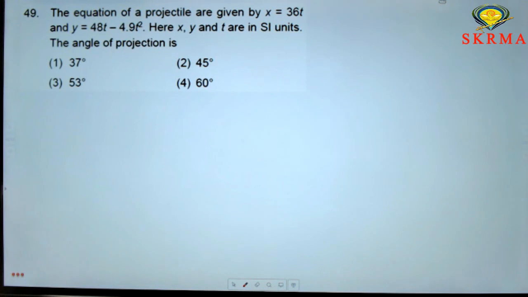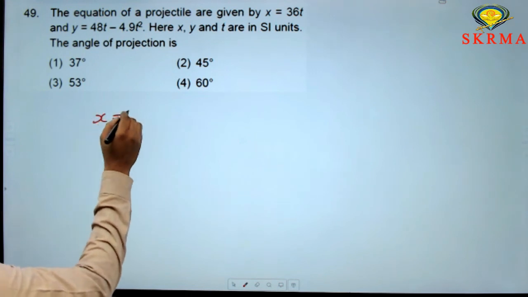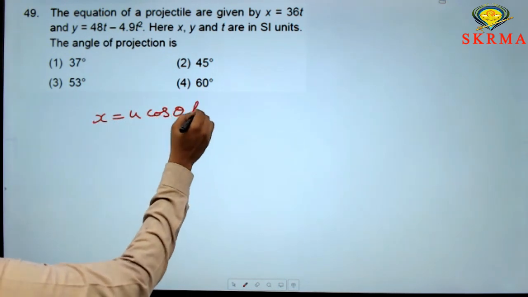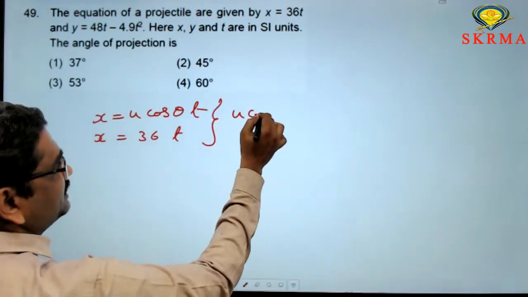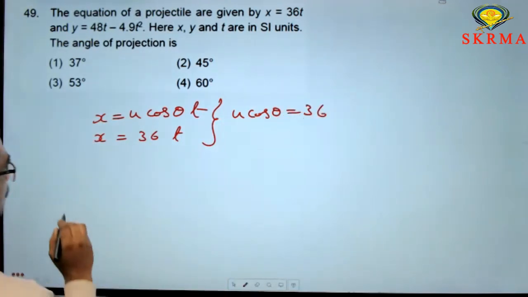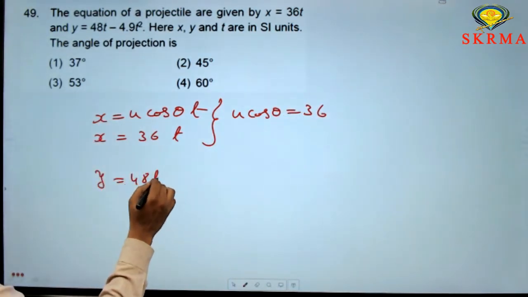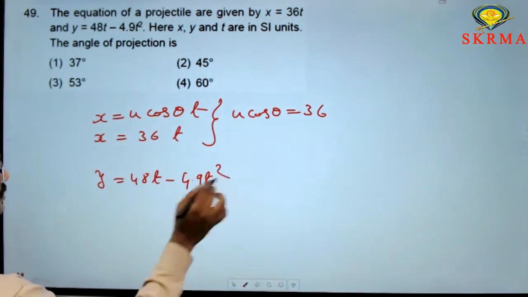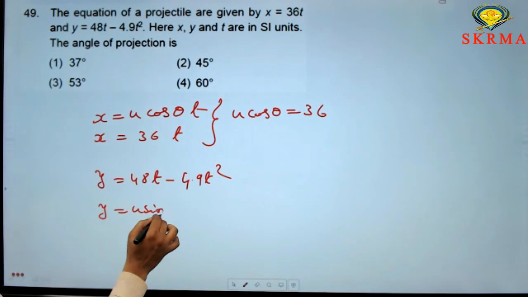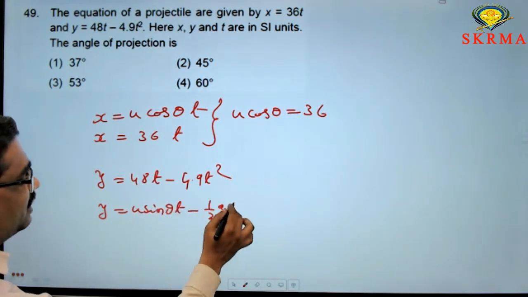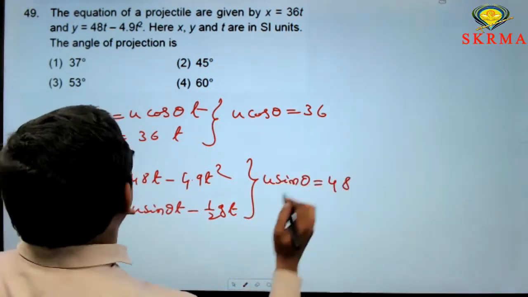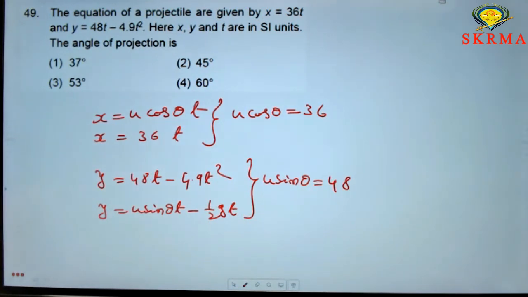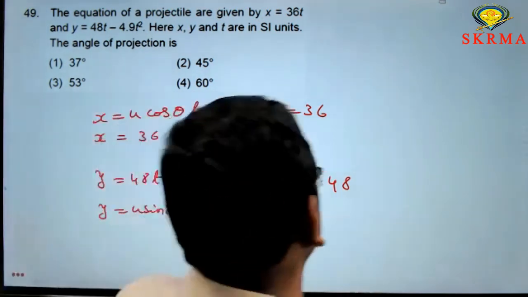Next, the equation of a projectile is given by x equal to 36 t. Compare this with u cos theta into t. So u cos theta is 36. The other equation, y equal to 48 t minus 4.9 t square. Compare this with u sin theta into t minus half g t square. Then u sin theta equals 48. Now what we have to calculate is the angle of projection. Take the ratio between these two.